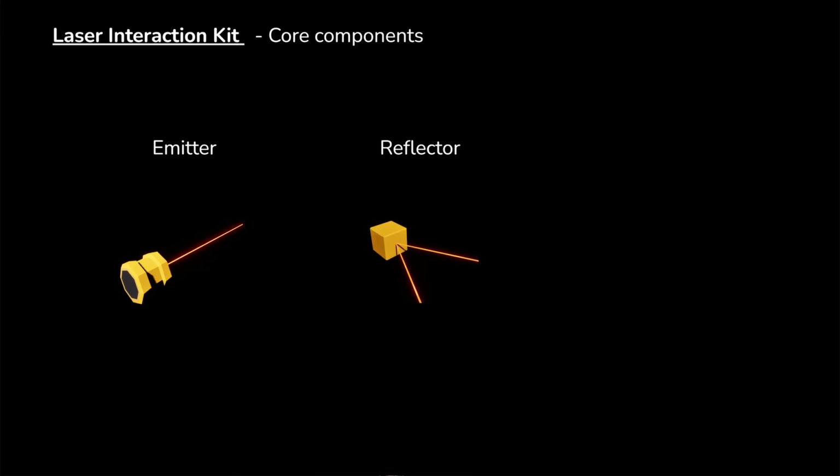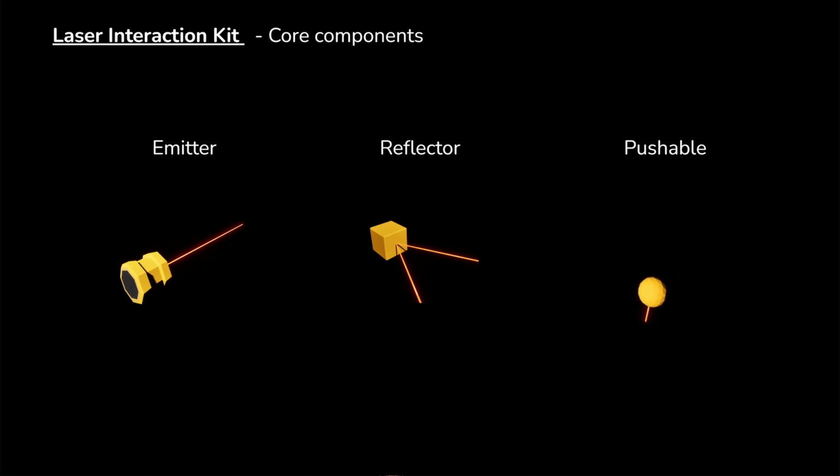The plugin is built around three core components. The emitter, the source of the laser beam. It controls the ray's origin and core behavior. The reflector, used to bounce the laser in custom directions. Place them freely in the scene to guide the beam with precision. The Pushable, applies physical force or impulse when hit by the laser beam.